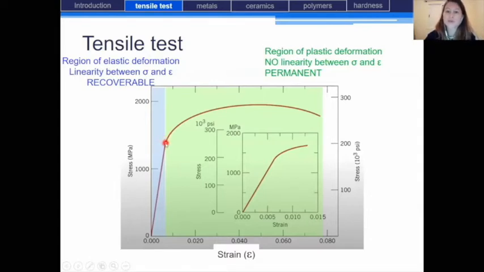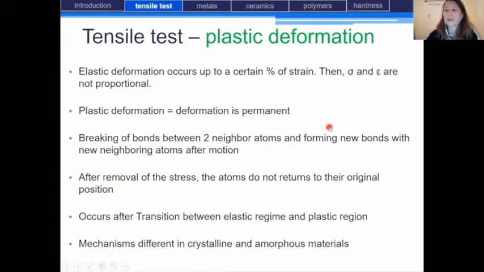Now let's introduce the region of plastic deformation, which is here represented in green. There is a transition from the elastic deformation domain to plastic deformation, which occurs at a certain percentage of strain. First of all, we apply a load on the specimen. It is elastically deformed, so there is a stretching of the interatomic bonds. And then, up to a certain percentage of strain, the plastic deformation begins.